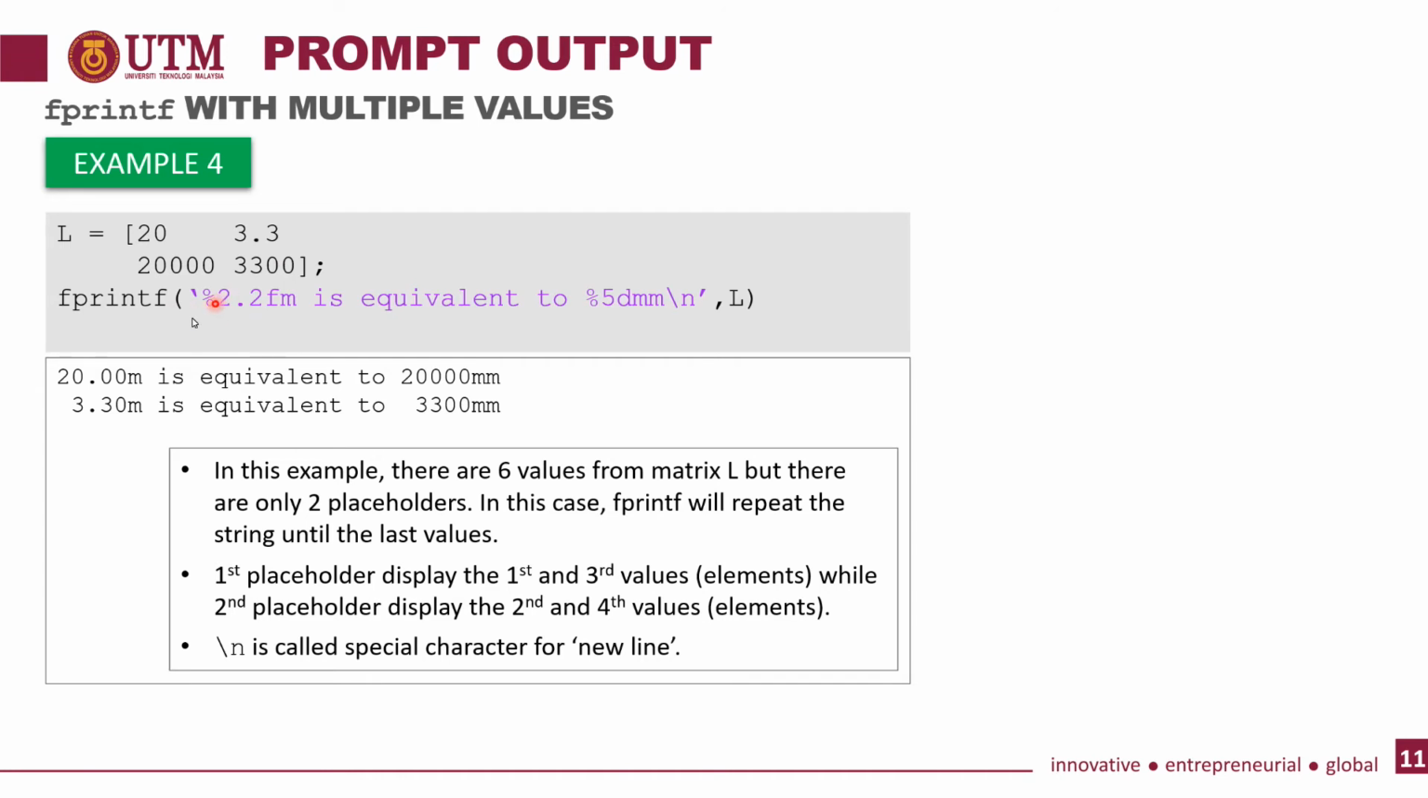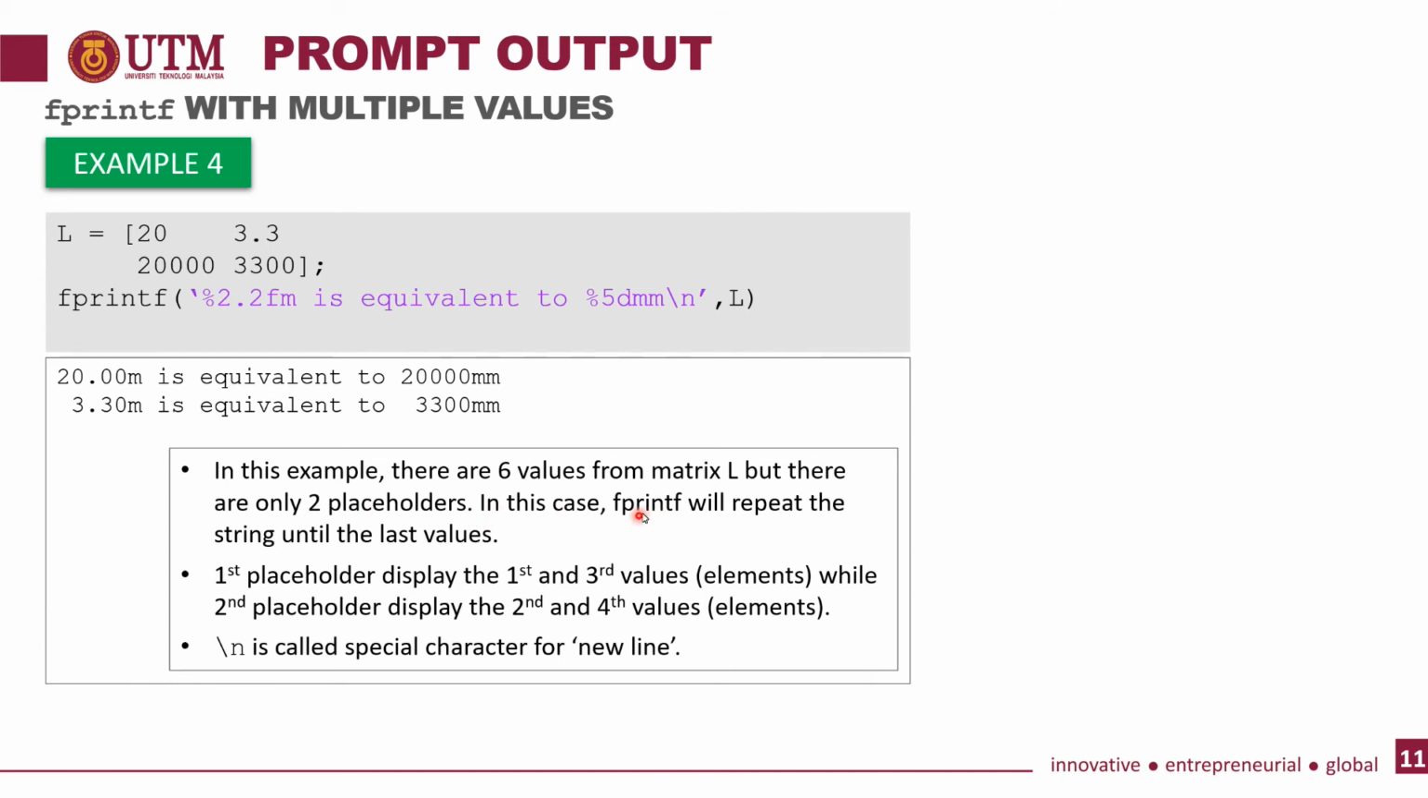So fprintf, percentage, the field width is 2, dot decimal place is 2, f, which is the floating number, m, which is the meter, is equivalent to percentage 5, which is the 5 number of total field width, d is the integer, and then mm, millimeter, and slash n is actually the new line, which is the special character inside MATLAB, and then it will print the value of L. So in this example, there are actually 4 values from matrix L, but there are only 2 placeholders.